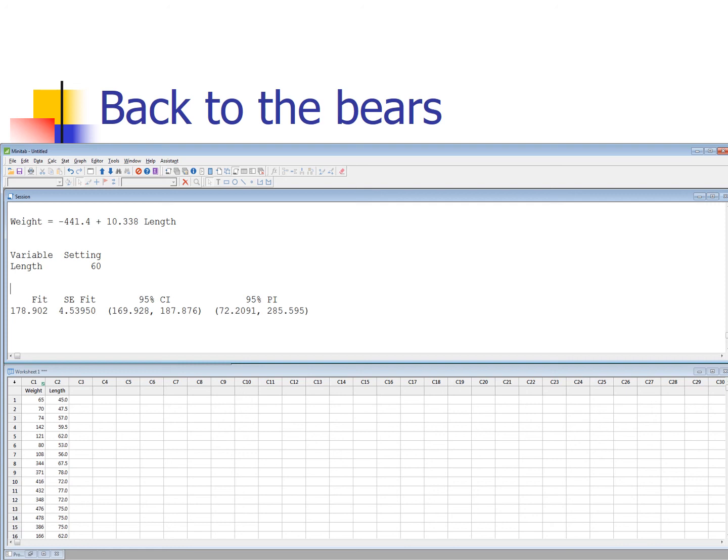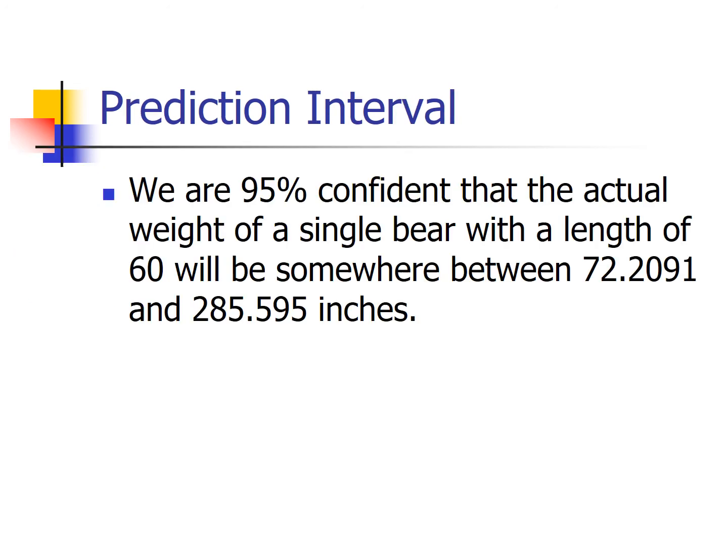So let's look at the interpretation of these. In terms of the prediction interval, we would say that we are 95% confident that the actual weight of a single bear with a length of 60 is going to be somewhere between 72.2091 and 285.595 pounds. So I would expect the weight of my BBFF to range somewhere between 72 and 285. It's a pretty large range of values, which is indicating a lot of variability in our data, as well as, I guess, a relatively small sample size.